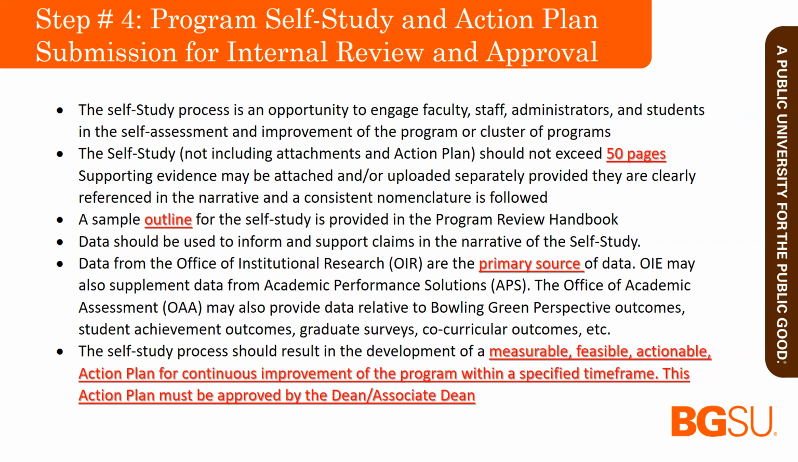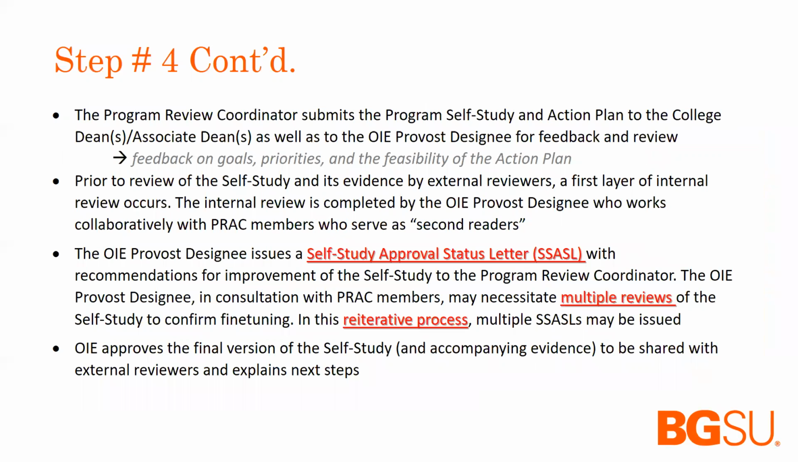The self-study process should result in the development of a measurable, feasible, actionable action plan for continuous improvement of the program or cluster of programs within a specified time frame. This action plan must be approved by the dean or associate dean designee. The program review coordinator then submits the program self-study and action plan to the college dean and associate deans, as well as to the OIE provost designee for feedback and review.